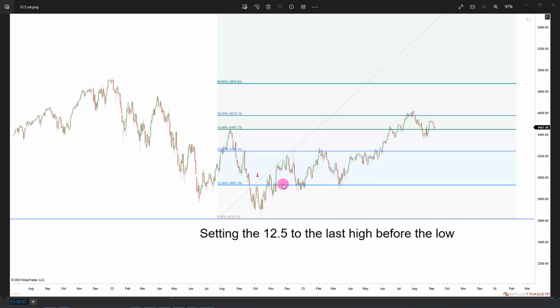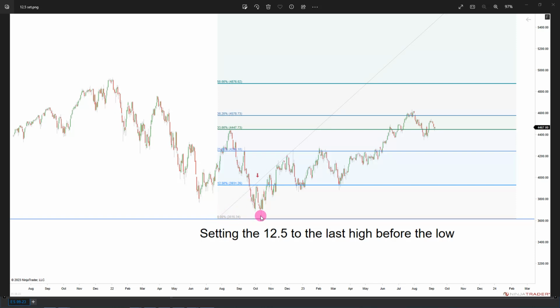Now the other way you can do this is you can set the 12 and a half at the first swing up. So maybe I wanted to take a look at the initial impulse up, which would have been to this high right here, or I could even set it at the next high over here. But in this case, I like the last move down into the low, or the last low into the high. So I'll do an example of each.